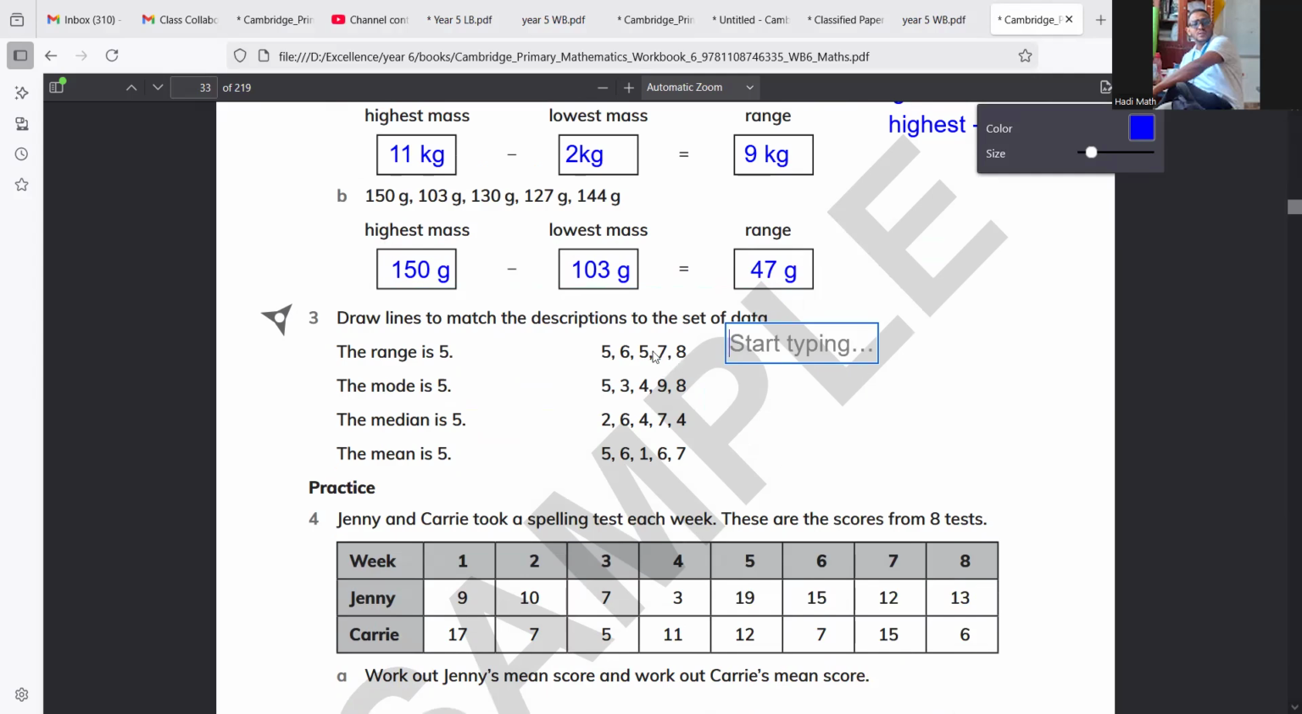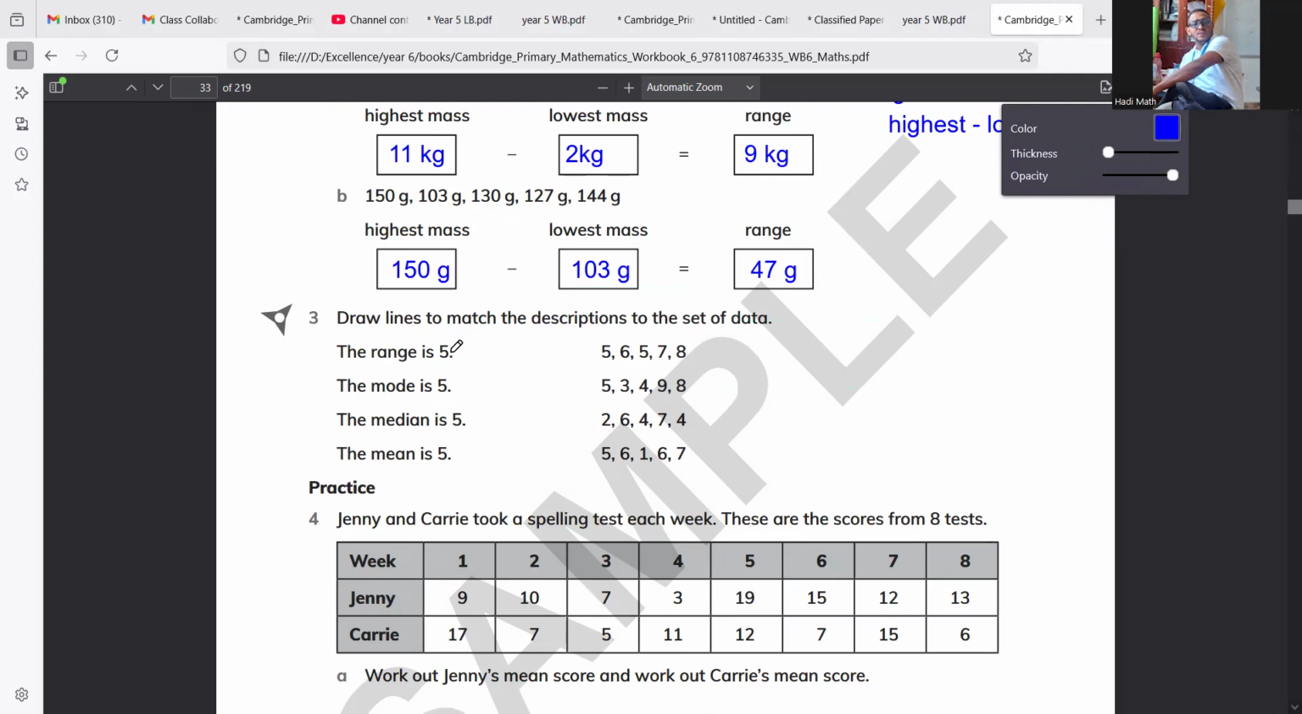No. Go to this one. The highest one is 9, and the lowest one is 3. And 9 minus 3 is equal to 6. No. Go to this one. The highest one is 7, and the lowest one is 2. And 7 minus 2 is equal to 5. Okay, this is good. And then the last one: the highest is 7, and the lowest is 1. 7 minus 1 is equal to 6. No.